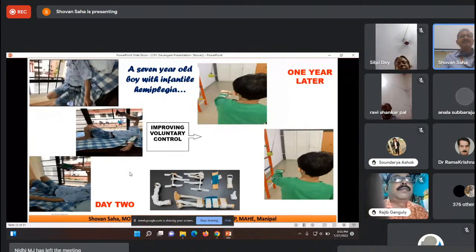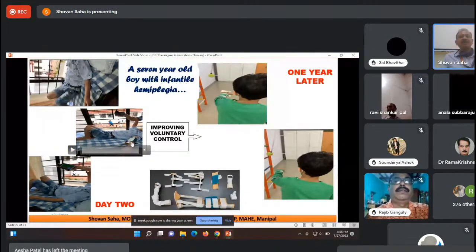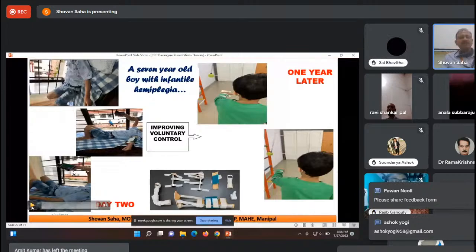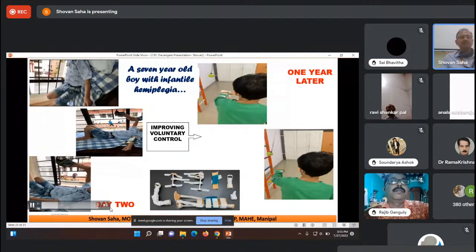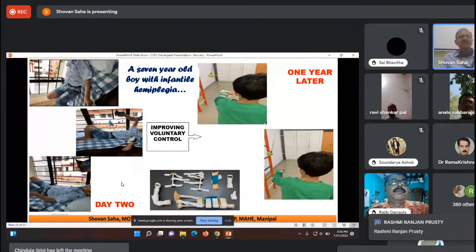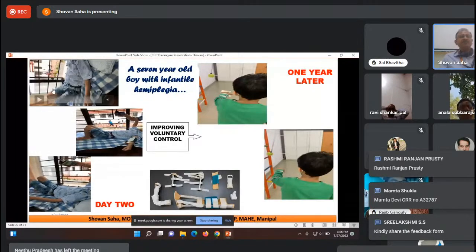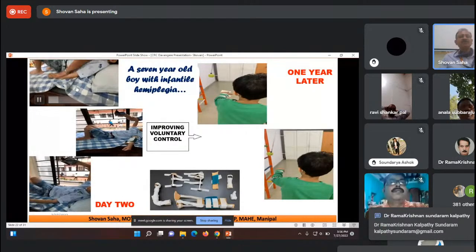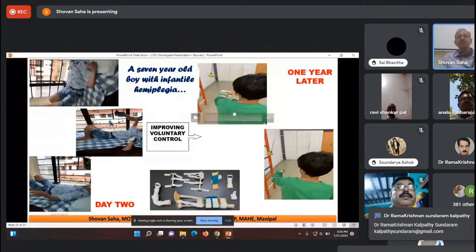So the child is given increasingly effortful tasks on the unaffected side, and we are trying to break the pattern. We tried it out in the department, and they tried it out at their home. And this is what we see after day two. You can see the child now can make an attempt to even extend the elbow. Once it goes into flexion, he on his own cannot bring it to extension, but here you can see that it is day two.